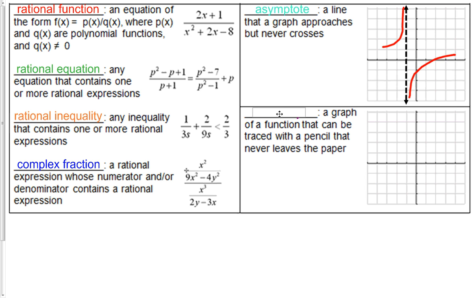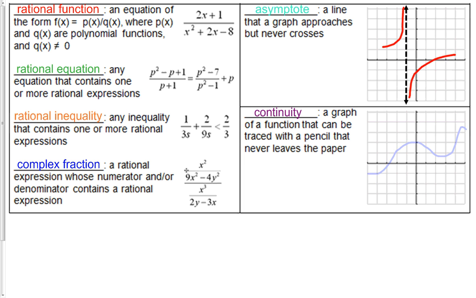Finally, let's look at a continuity. A continuity is the graph of a function that can be traced with a pencil and never leaves the paper. For example, it doesn't really matter what crazy stuff is going on here. I never picked up my pen. I just continue on. It's a continuity.